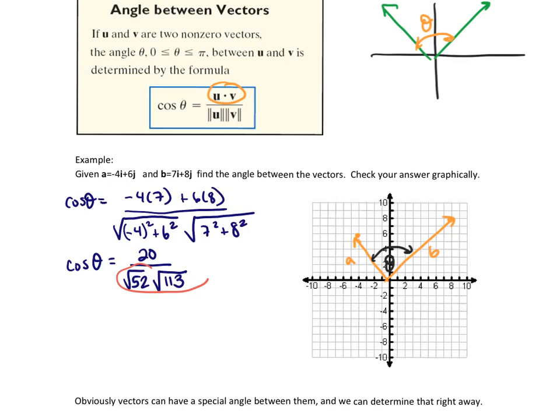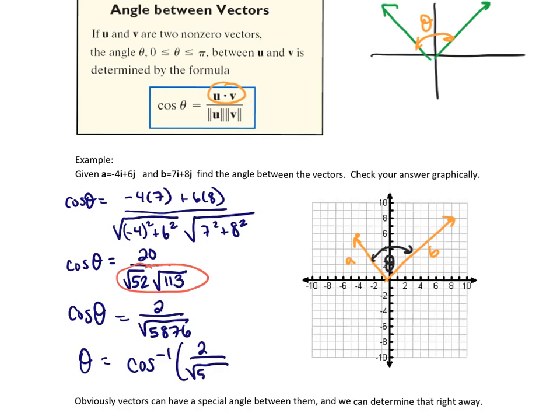Now, because I have two radicals on the bottom, I can multiply those. So the cosine of theta will equal 20 over the square root of 5876. But that's just our cosine. What we want is the angle. So to find the angle when you're given the cosine, we will take the inverse cosine. So the inverse cosine of 20 over the square root of 5876.